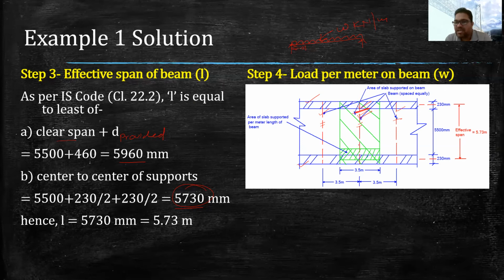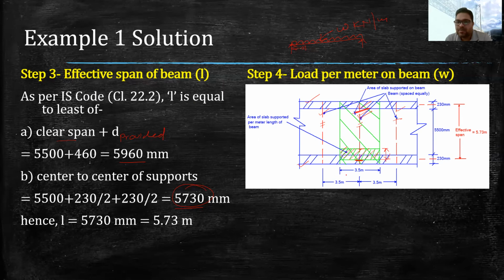But we have to find out what will be the area of slab on 1 meter length of beam. So the length of beam will start from here, and say 1 meter is up to this one. So up to this 1 meter, what will be the area of the slab which will be resting on 1 meter length of the beam? This shaded part I am showing here.